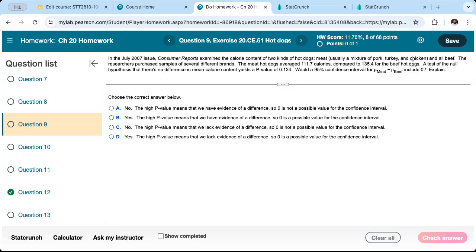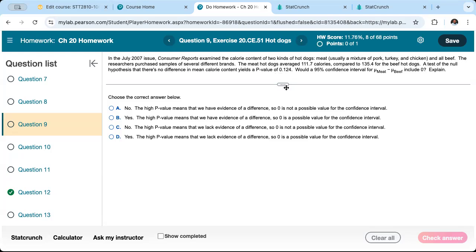And now here is the main thing. A test of the null hypothesis that there is no difference in mean calories. So the alternative means that there is what? A difference in the mean calories. That is what it means. And so it gives us a p-value of this. Is that okay?